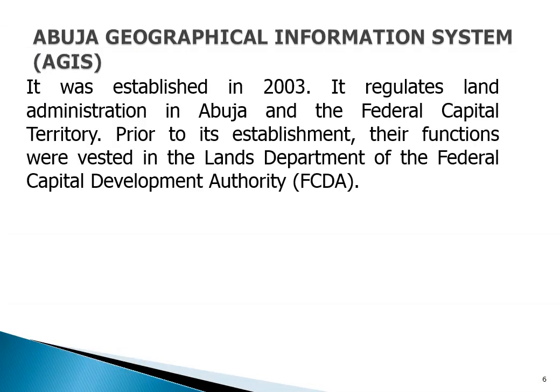Abuja Geographical Information System (AGIS). It was established in 2003. It regulates land administration in Abuja and the Federal Capital Territory. Prior to its establishment, these functions were vested in the Lands Department of the Federal Capital Development Authority (FCDA).